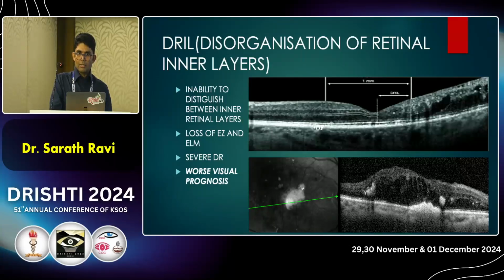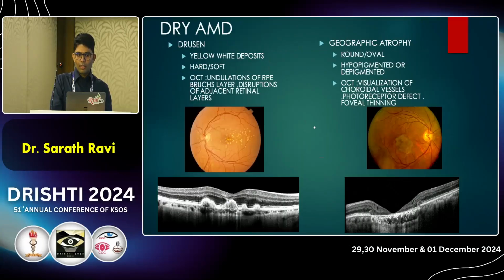DRIL, on the other hand, is a disorganization of retinal inner layers where you cannot differentiate between the inner retinal layers, and it is usually associated with a severe form of diabetic retinopathy, and there is loss of ellipsoid zone and external limiting membrane, and usually it has a poor prognosis.